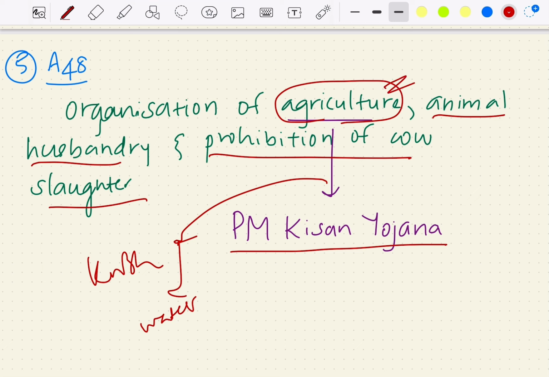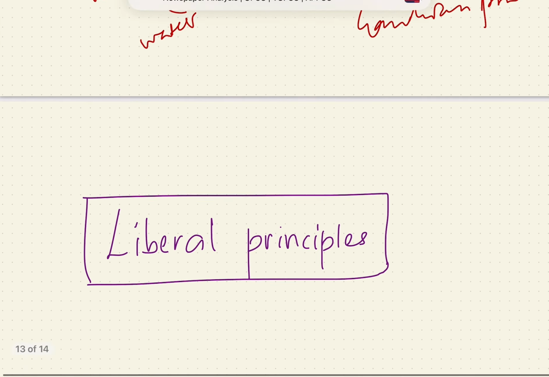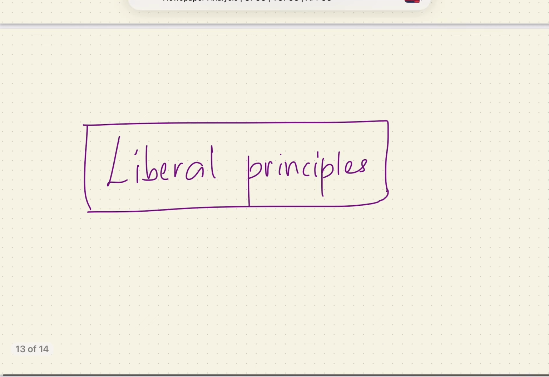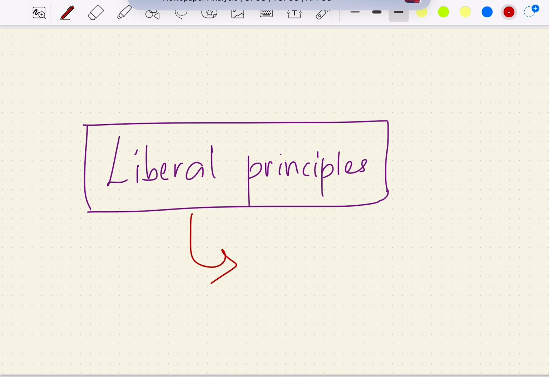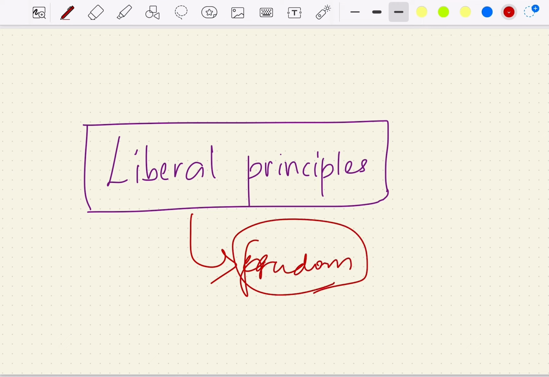With Article 48, we have completed the Gandhian principles in the directive principles of state policy. All the articles that contain Gandhi's ideas come under the Gandhian principles. Next we have the liberal principles. Liberal means freedom, right? So all the principles that have the content of freedom come under the liberal principles. We shall study the liberal principles of the directive principles of state policy in our next video lecture.